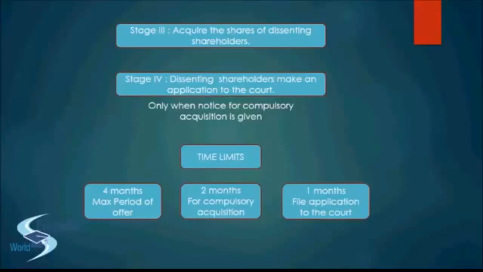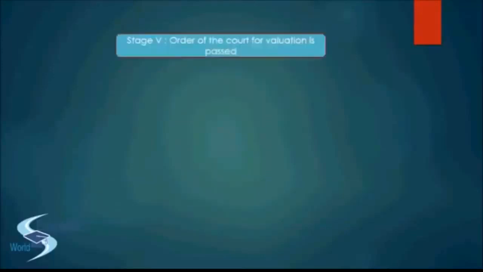Now the next is stage 5, where the order of the court for valuation is passed. What happens in this stage? Generally the court does not intervene where the valuation is done by an external expert. But there are exceptions. There are 2 exceptions. The court will intervene if the scheme is obviously unfair, patently unfair, and unfair to the meanest intelligence. We have discussed these 3 specific phrases in our previous lecture, so if you want to re-understand these, please refer to the previous lecture. We'll move ahead with the class.